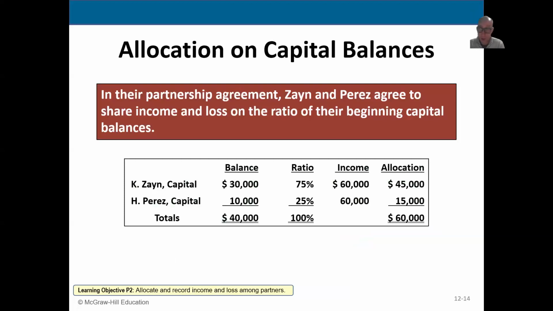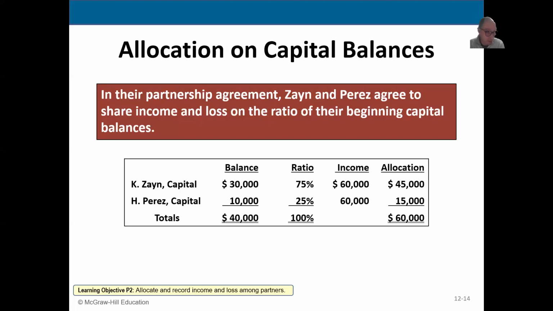So based off of those allocations, their total balances change from the ratio, 2/3 Kayla, 1/3 Hector. So in other words, 75% to Kayla, 25% to Hector. The beginning balances: Kayla had 30,000, Hector had 10,000. Based off of the agreed upon ratios, we allocate the net income.